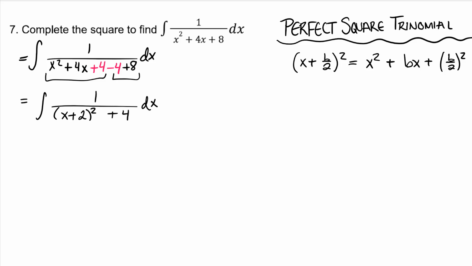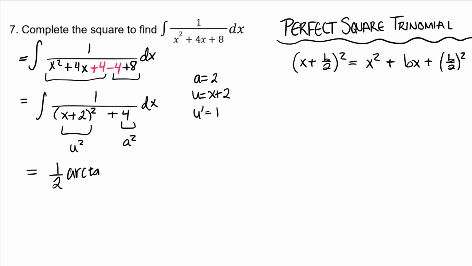Now I think we might have an arctan formula. If this is u squared and this is a squared, then u prime is 1, and that's what we have in our numerator. So the answer here is 1 over a arctan u over a plus c.